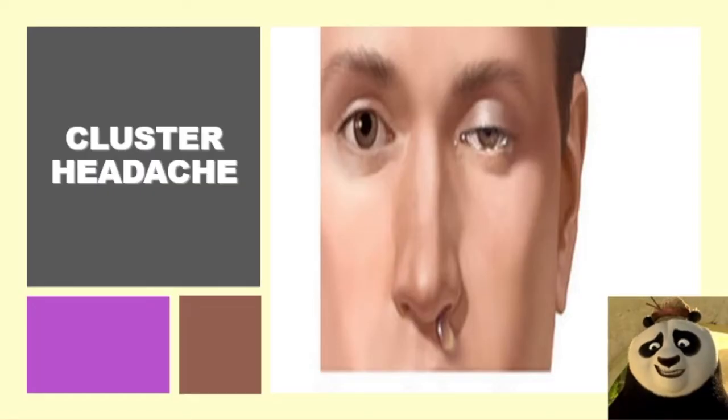Now, your cluster headache again would be manifested by watery eyes, drooping eyelid, and runny nose. Hence this illustration. As you can see, this is ptosis, class. You can also witness that there is miosis, which is the constriction of your pupils. Then watery eye or lacrimation that we talked about earlier, and then your rhinorrhea or fluid through your nose.